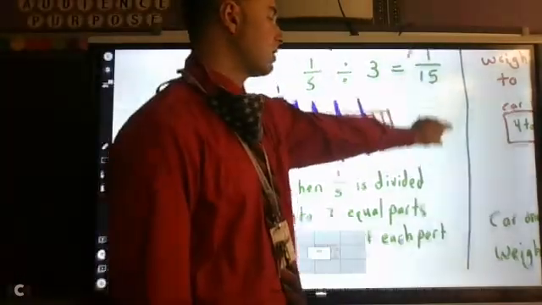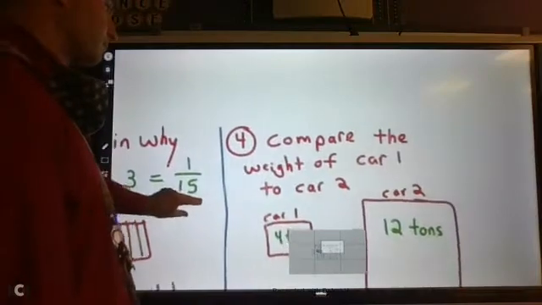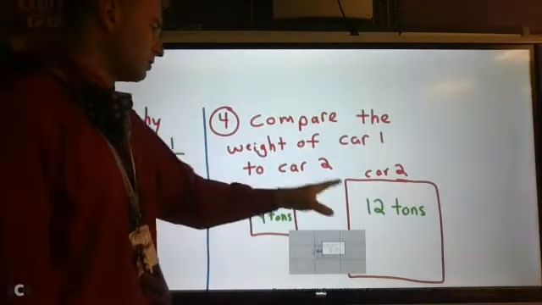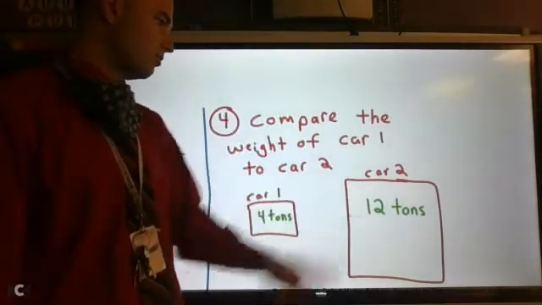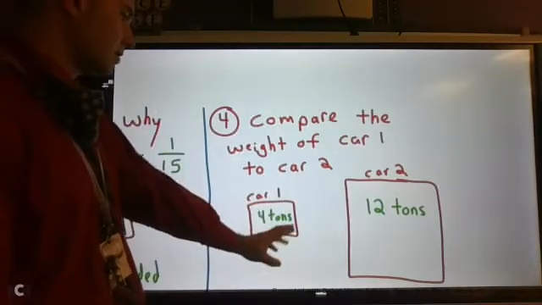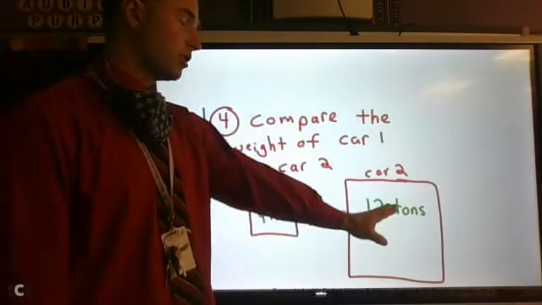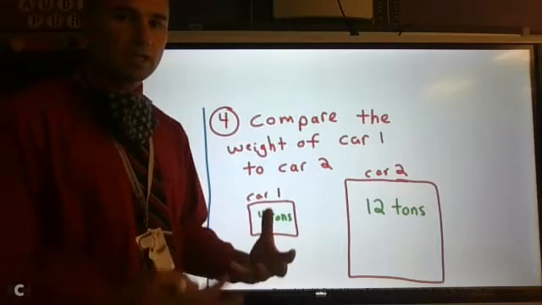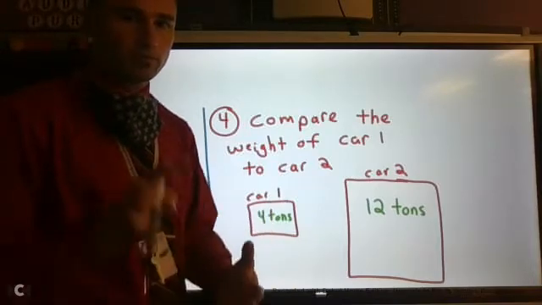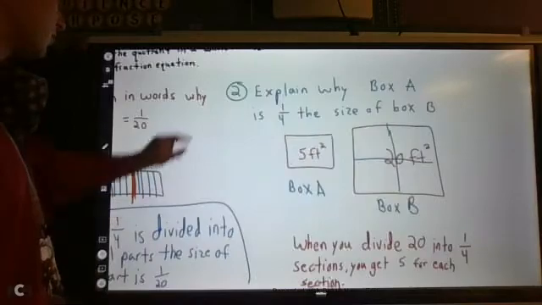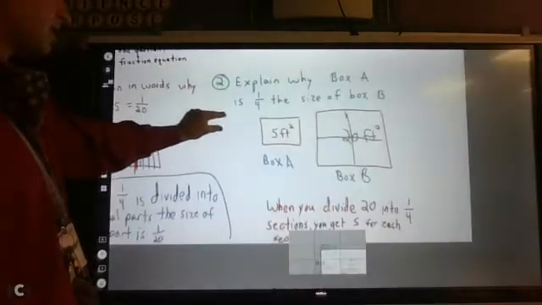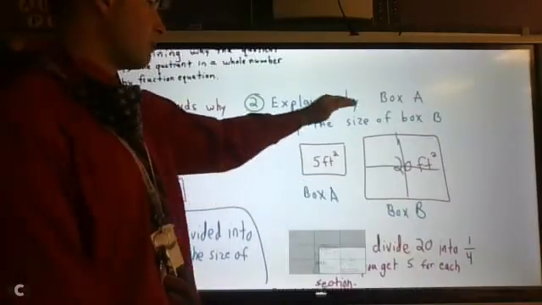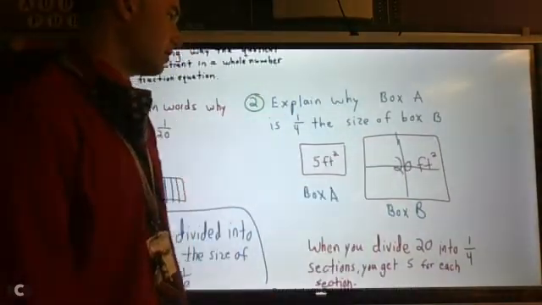Okay, question 4. Compare the weight of car 1 to car 2. So car 1 is 4 tons and car 2 is 12 tons. Compare it by putting it in a sentence. This is just like question 2 back here, where I'm saying explain why box A is 1/4 the size of box B.